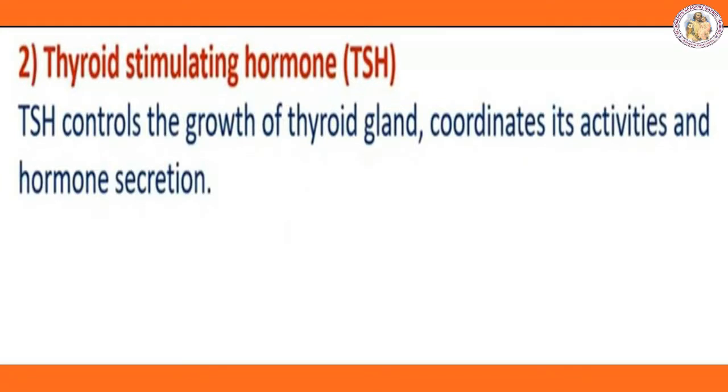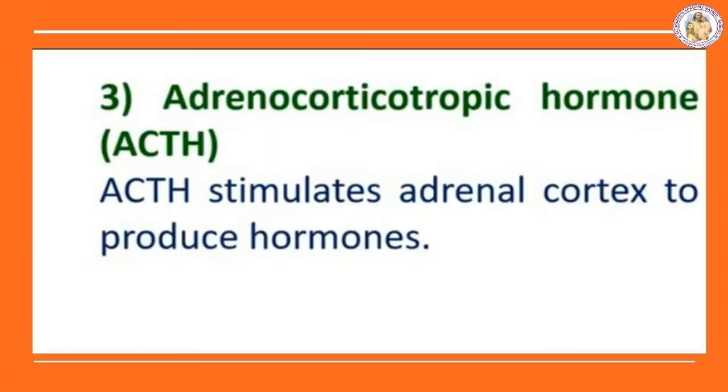The second one is thyroid stimulating hormone, TSH. These hormones control the growth of the thyroid gland in our body, and also coordinate its activity and hormone secretion. The third one is adrenocorticotropic hormone, ACTH. It stimulates the adrenal cortex of the adrenal gland for the production of hormones, and it also influences protein synthesis in the adrenal cortex.